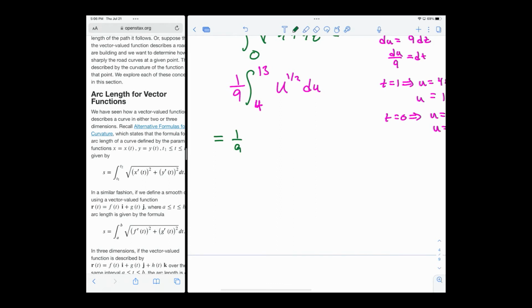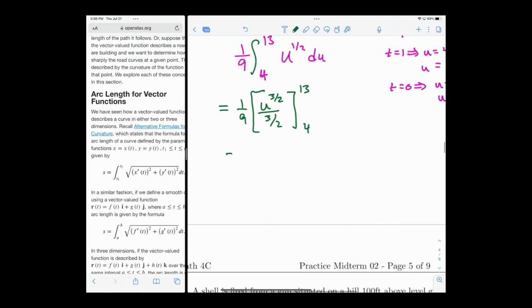So we have 1/9. The antiderivative of u to the 1/2 is u to the 3/2 over 3/2. And we're evaluating between 4 and 13. So this is, of course, 1/3 u to the 3/2 from 4 to 13. What can we do? I don't know why I put 1/3 there. That should be 2/3 there. So this is actually 2 over 27 if I take the 2 and the 9 and the 3 together.